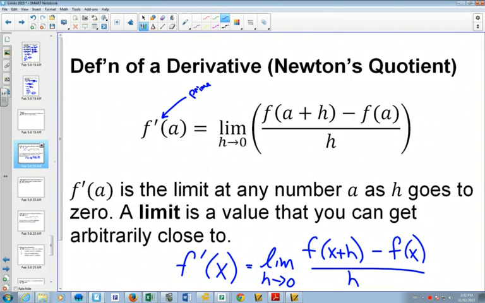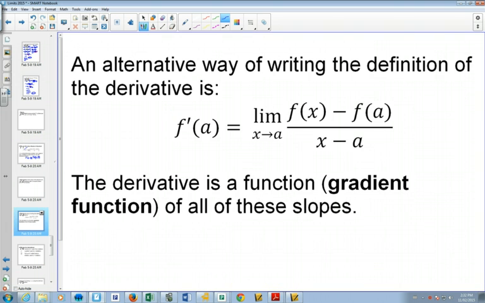As you can see, if we would do x instead of a here, this formula becomes a little bit confusing. Because if I put f prime x here now, x goes to x seems a little bit confusing. And then on the bottom you have x minus x, which is 0 right away, which is problematic. So that's why the other formula is the best one when trying to find derivatives.